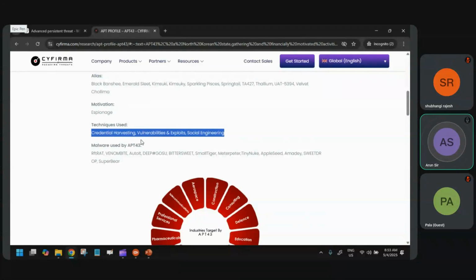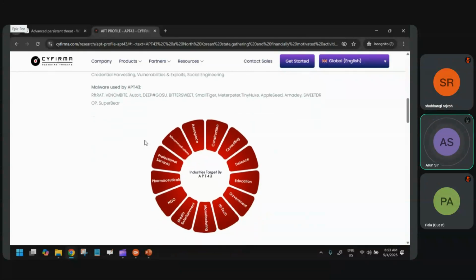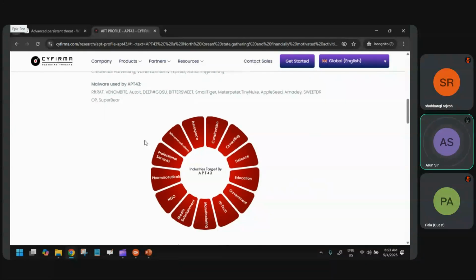Credential harvesting. They use different password spying techniques, rainbow tables, and various other techniques. They plan to collect a lot of credentials, by which systems are compromised, and then they use those credentials with their methodologies.